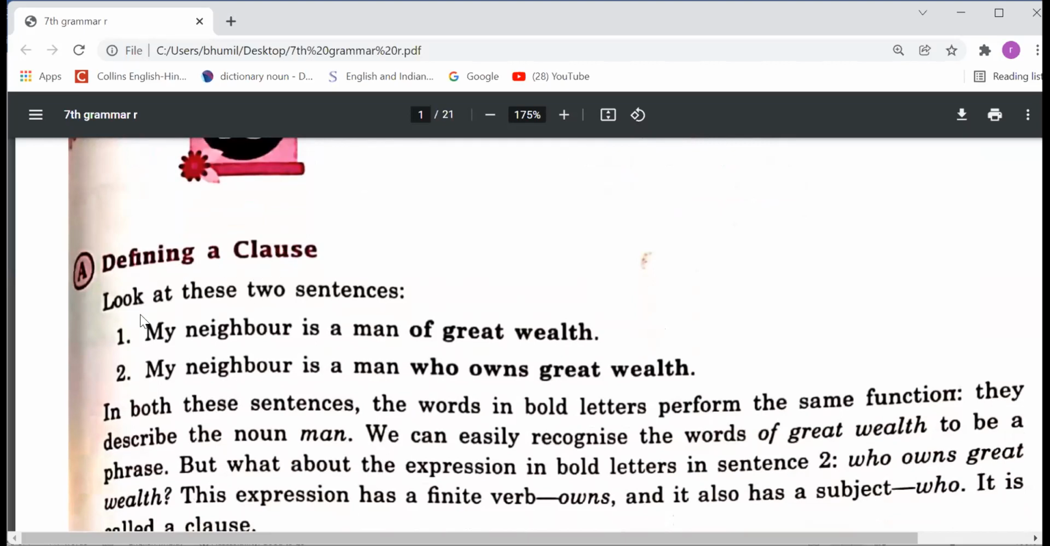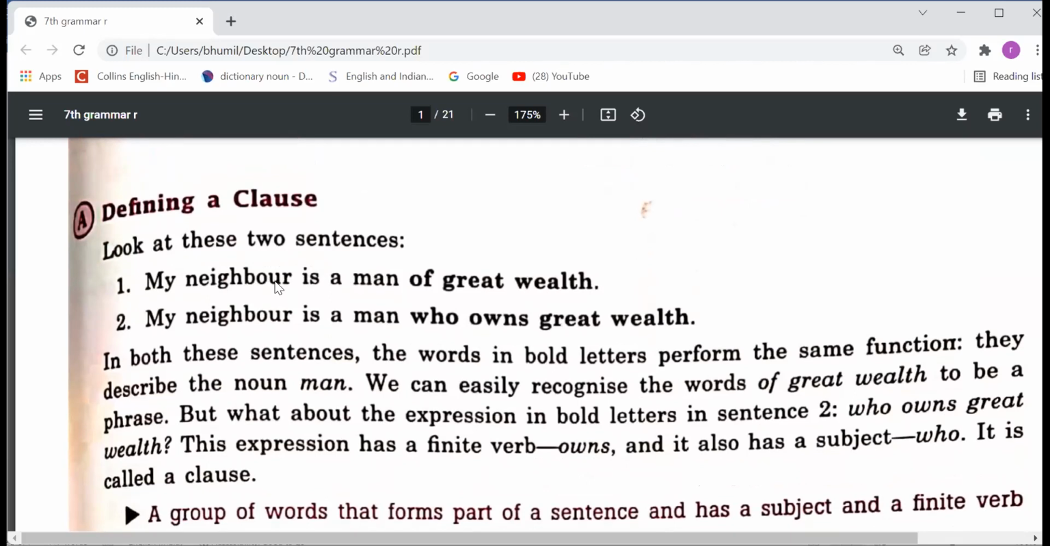So, defining a clause. Look at these two sentences. My neighbor is a man of great wealth. My neighbor is a man who owns great wealth. So dear students, these three words are describing the man. That's why these three words are called a phrase, an adjective phrase.